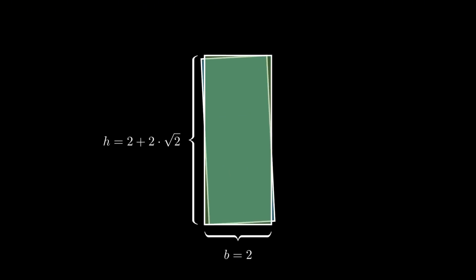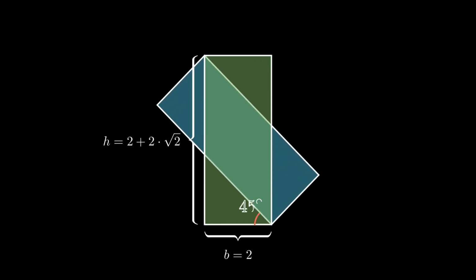We are given two concentric and identical rectangles, and one is rotated with a 45-degree angle. Their bases are 2, and heights are 2 plus 2 times square root of 2. If you ask why I chose this specific height, you can draw an imaginary octagon around these rectangles with a side length of 2. From top, you get 1 square root of 2, at the middle, you get a 2, and you get 1 square root of 2 at the bottom as well.